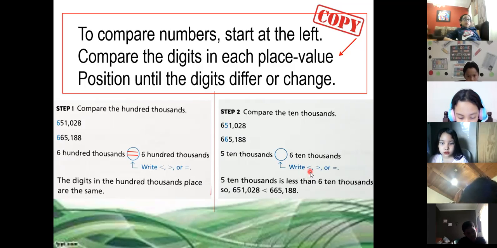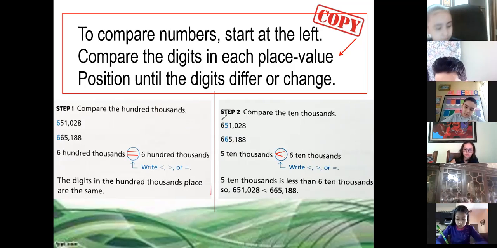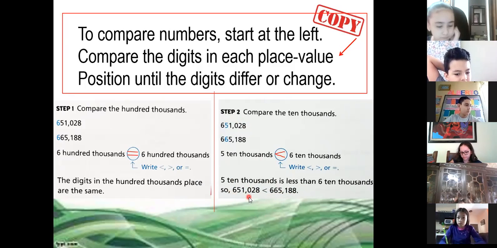The first one. The first one? That's right, that's less. So this one is the one I'm going to drop here, because that means that it's less. This means less. Don't forget these signs. You need to remember these signs. So that means that 5 ten-thousands is less than 6 ten-thousands. So 651,028 is less than 665,188. Why? Because we compared them.